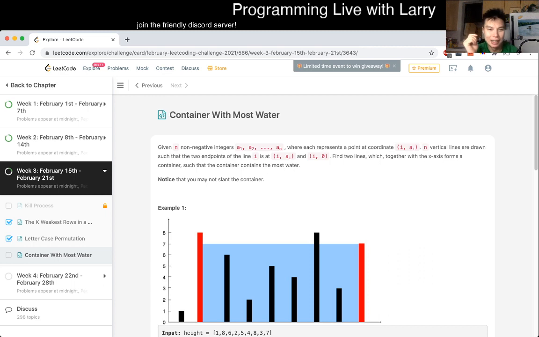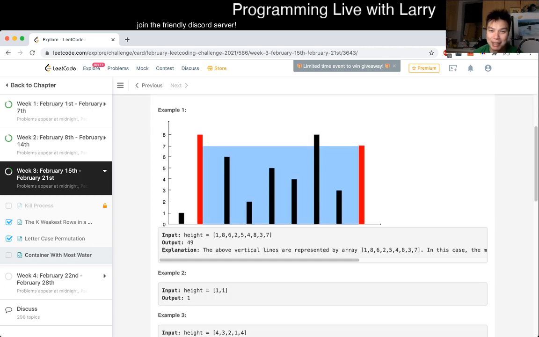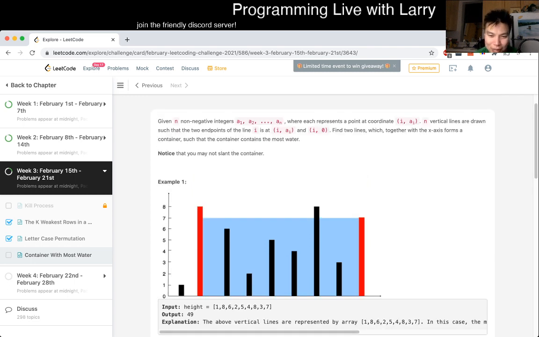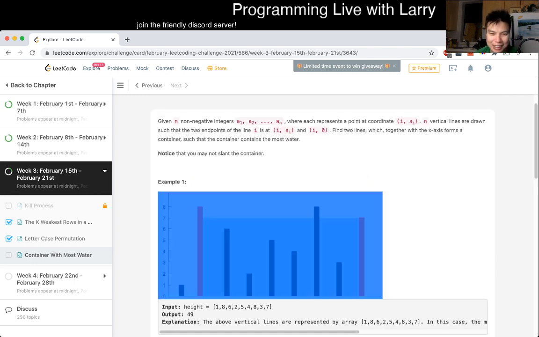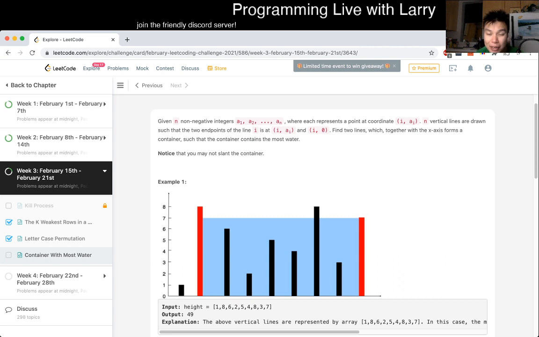And today's problem is container with most water. And you cannot slant the container. I do like problems with photos, because then I think the understanding is just a lot easier.